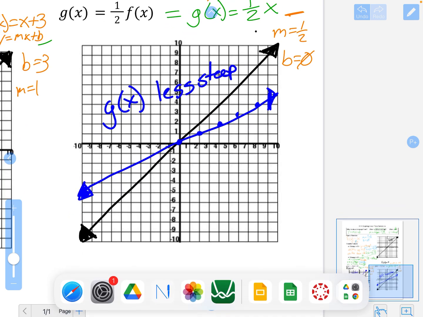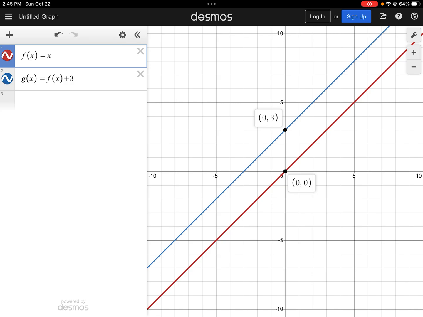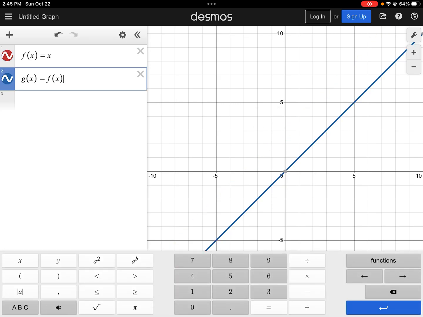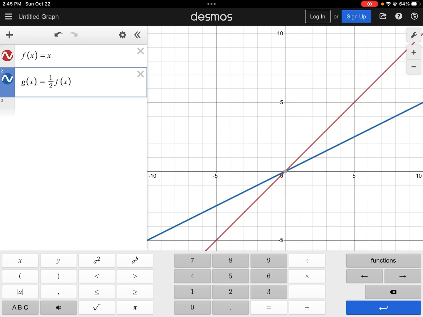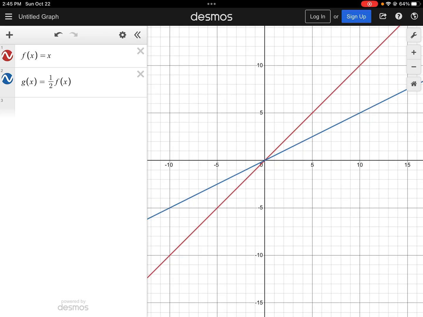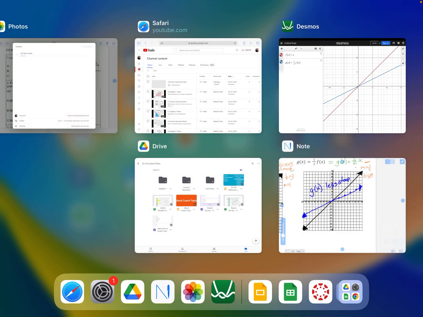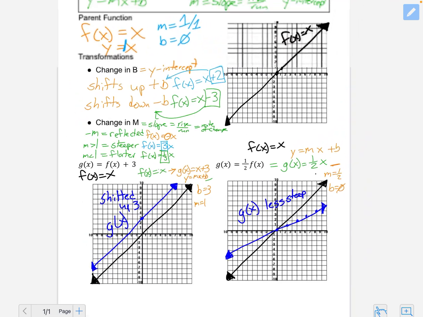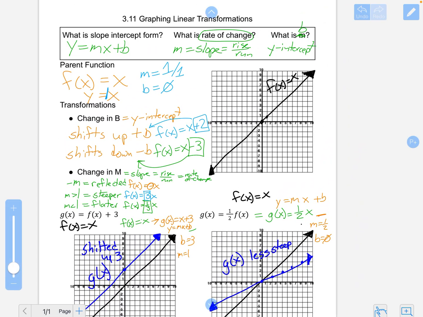So let's look at our Desmos calculator real quick. So f of x equals x is my parent function. G of x equals 1/2 f of x. And so if we pay attention to these two, my blue line, just like the graph I drew, is much less steep than the red line. And so that is a quick introduction to transformations.